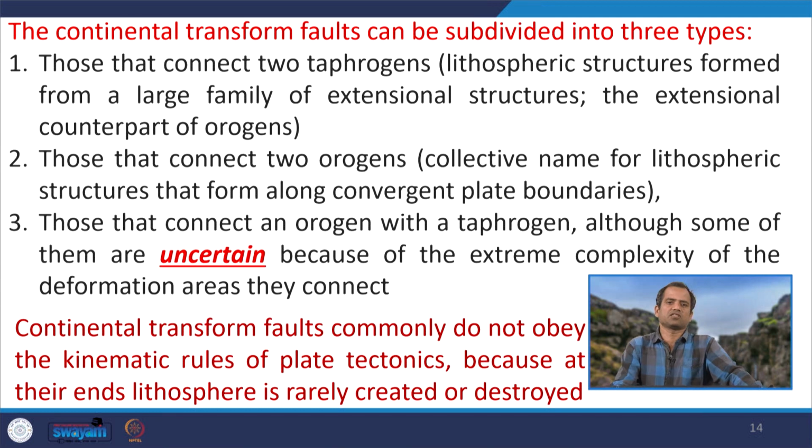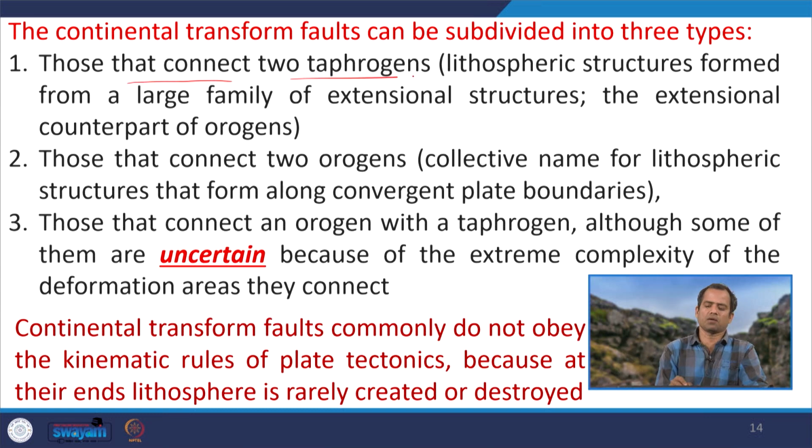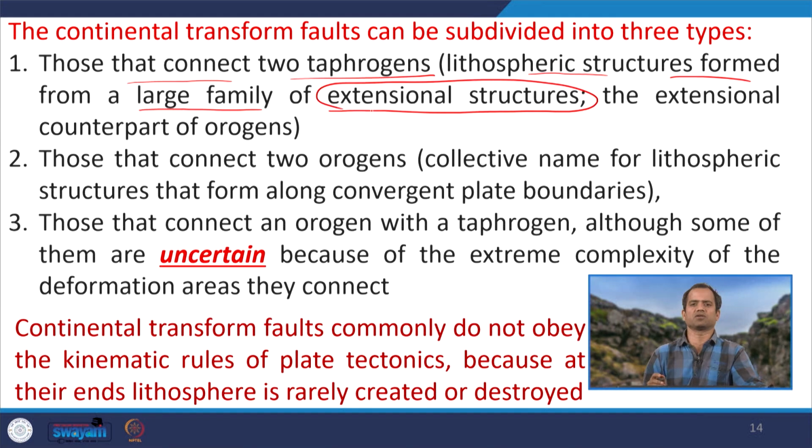So, the continental transfer fault can be subdivided into three types. The first type is those that connect two taprogens. Taprogens means extensional basins, lithospheric structures formed from a large family of extensional structures, that means horsts and grabens. One extensional rift basin is here, another segment of the rift basin is here. So, it is joined by a transfer fault. Taprogen is the extensional basin, the extensional counterpart of the orogen.